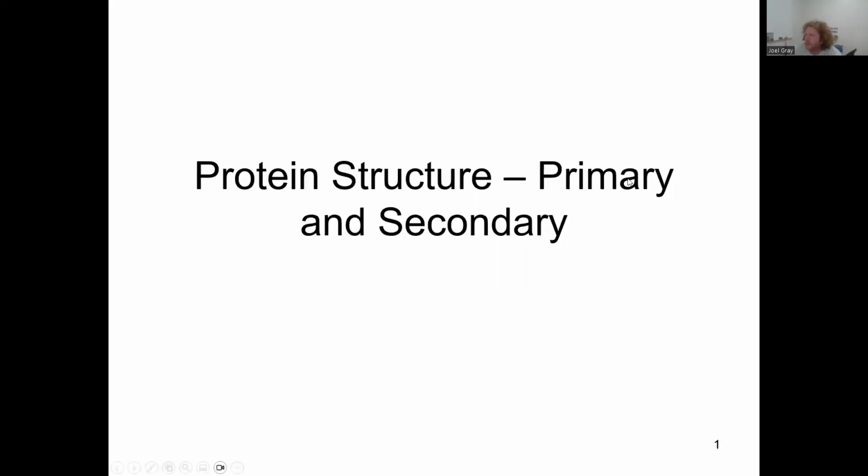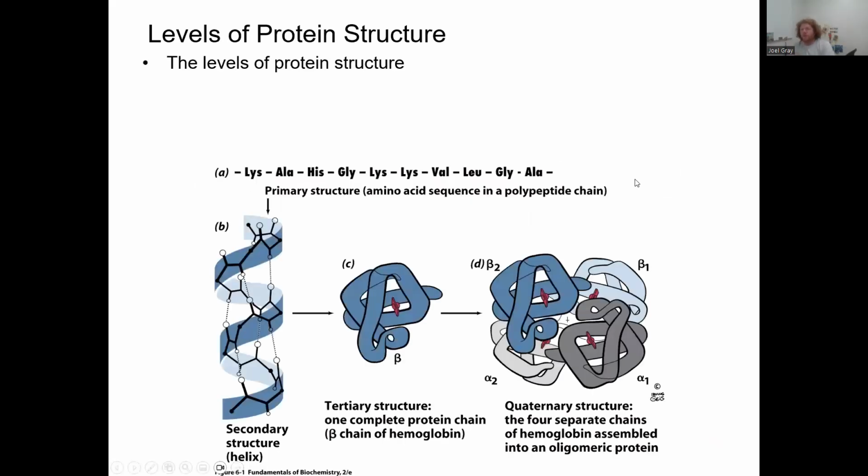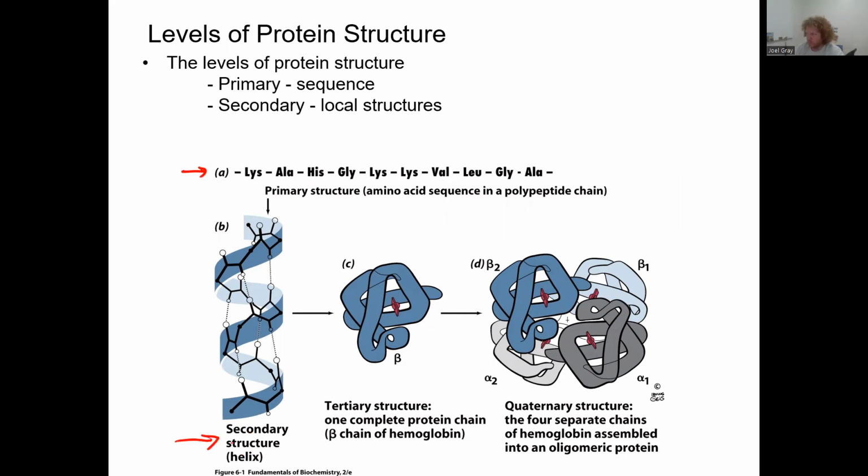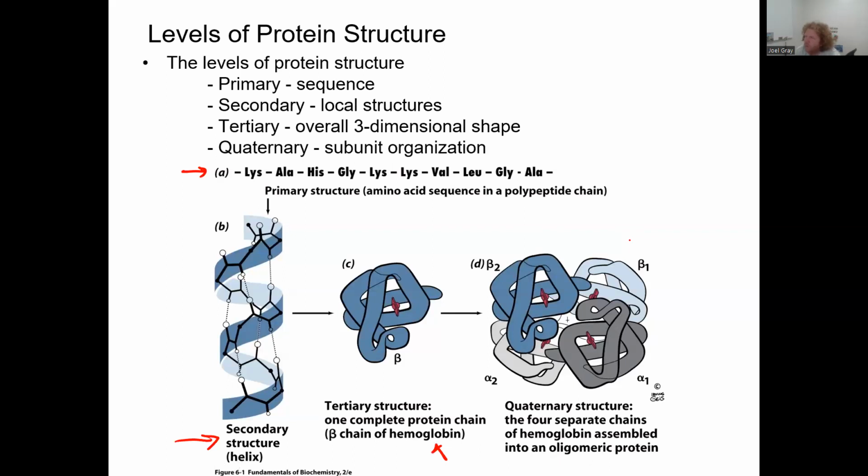So with that said, there are a couple of different levels of protein structure. One way you could think about it is your lowest level, your primary. That is just the sequence of amino acids, represented by A here. Your secondary level is going to be local structures, represented by this right here. Your tertiary is the overall 3D structure of a protein. And then your quaternary structure is the organization of a protein.